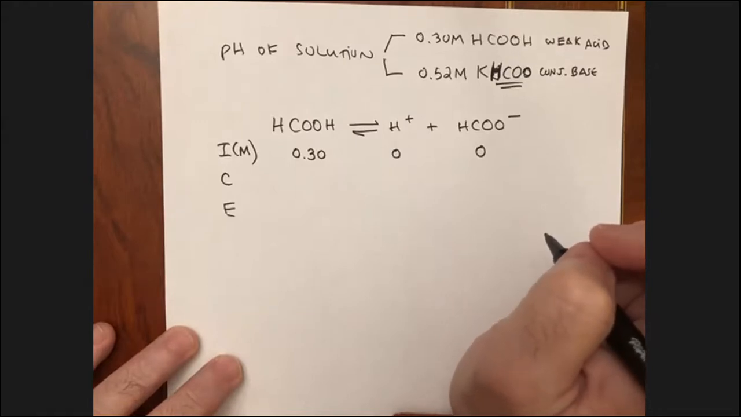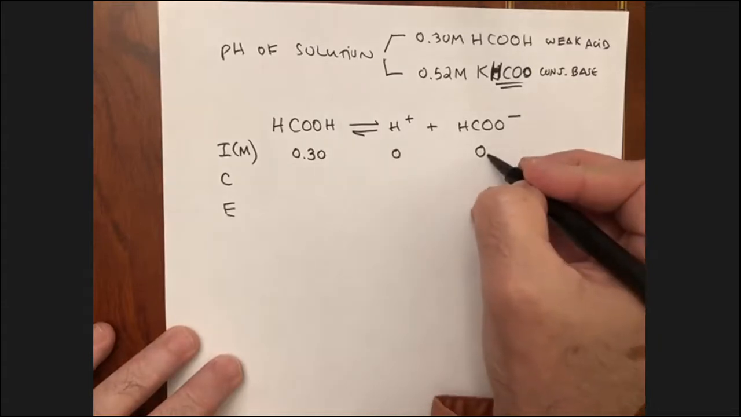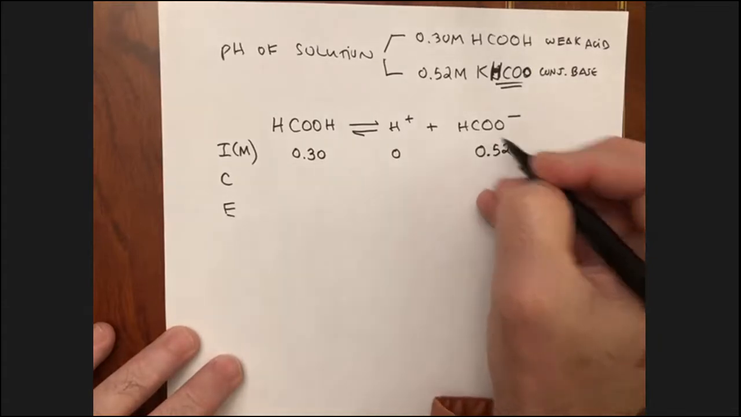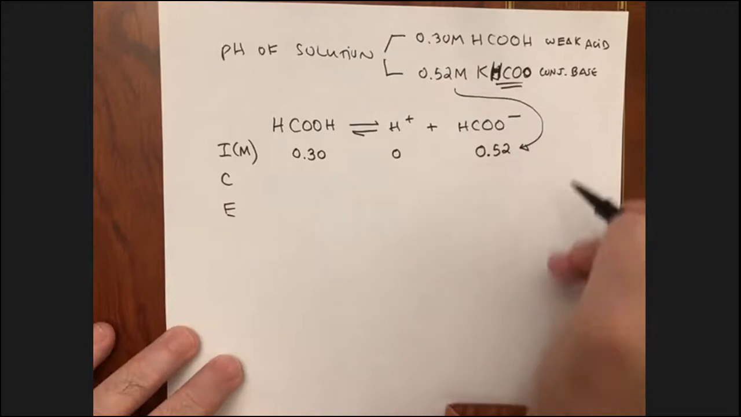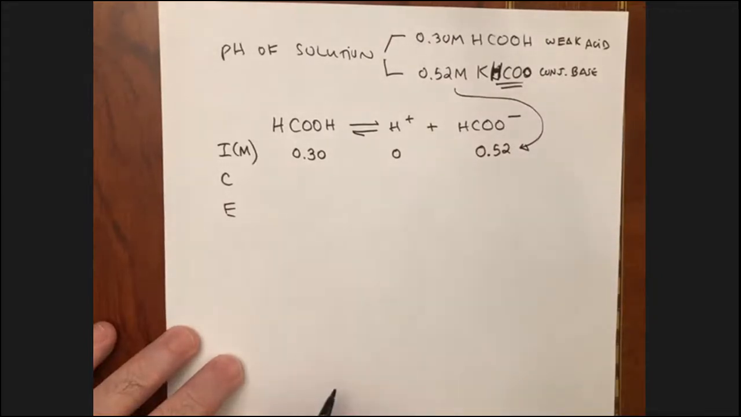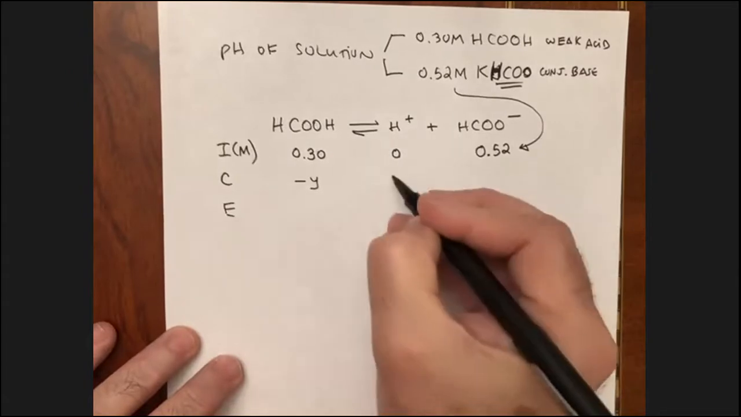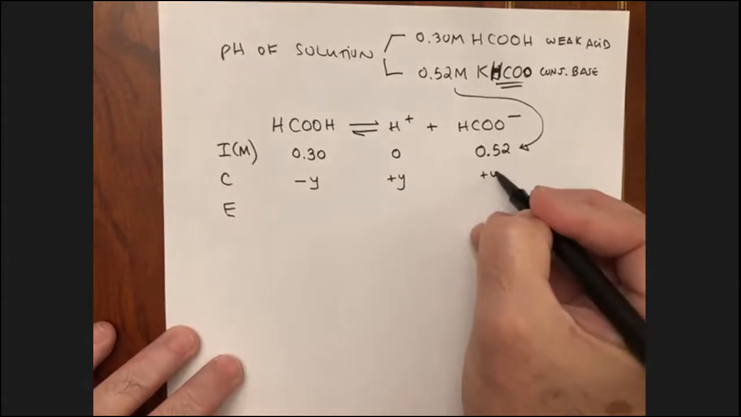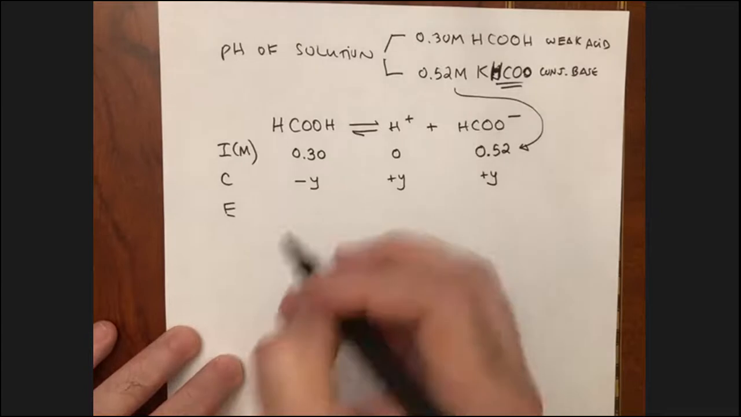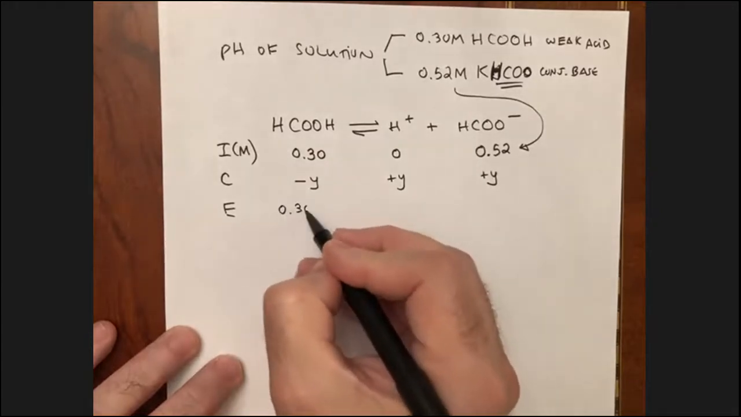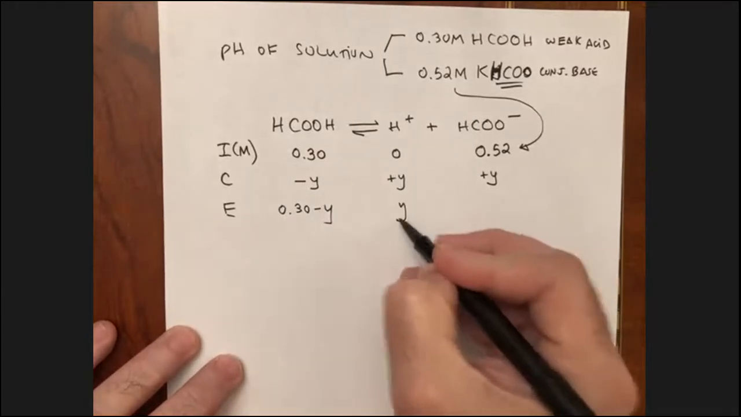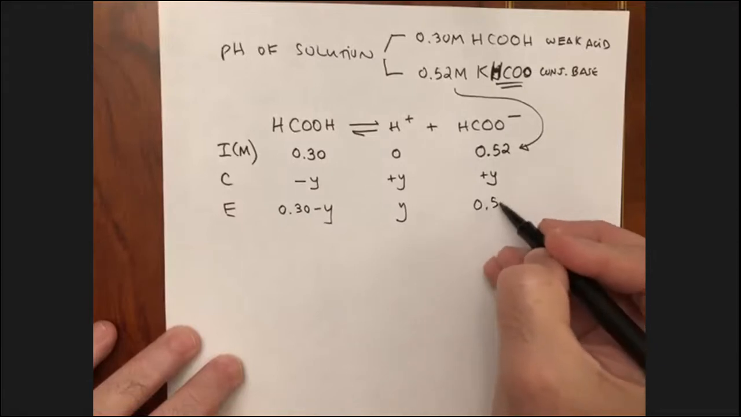No, it's not 0. That's the whole point. This guy is starting at 0.52 molar. That's the point here, all right? So we're going to have a change in moles per liter. So at the end of the process, we have these concentrations of these different species.